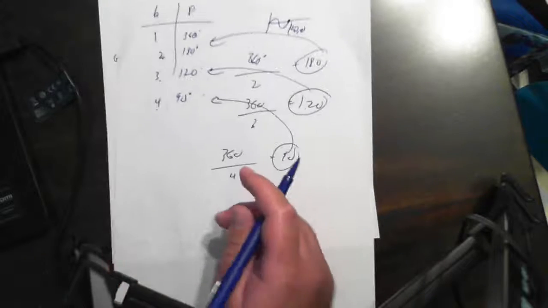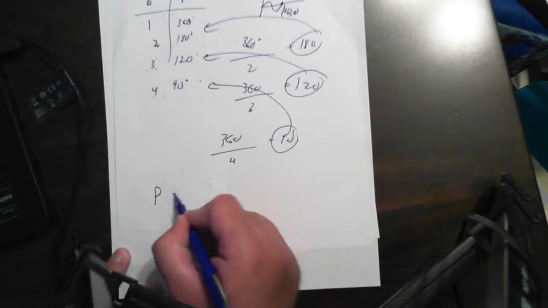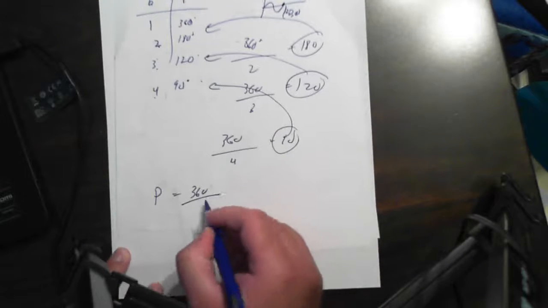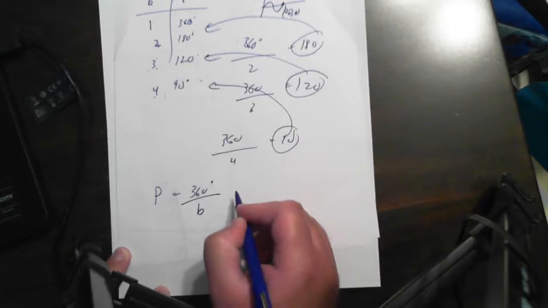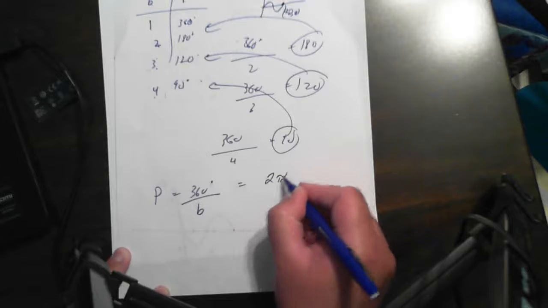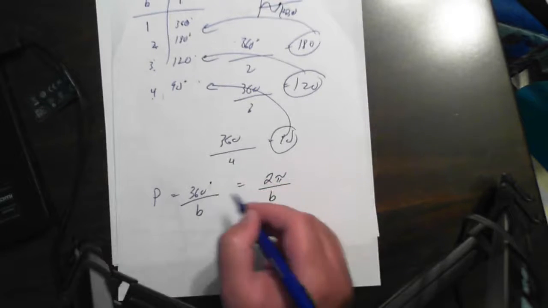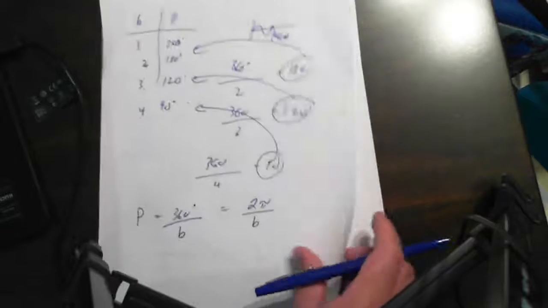Okay? So that's one main relation here, that the period is always equal to 360 degrees over b. If you're in radians mode, then it would be 2 pi over b, because 2 pi, of course, is the radian equivalent of 360 degrees.